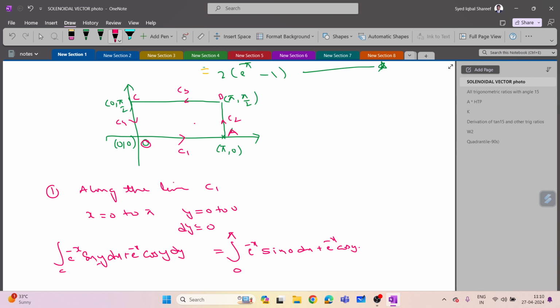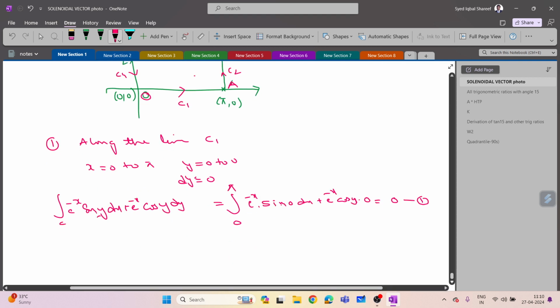Dy is 0, y is 0 to 0. Cos 0 is 1 but dy is 0. So a complete part is 0. You see sin 0 is 0. 0 into anything is 0, and dy is 0. Anything is 0. This is our answer number 1. Now we are going along the curve C2.